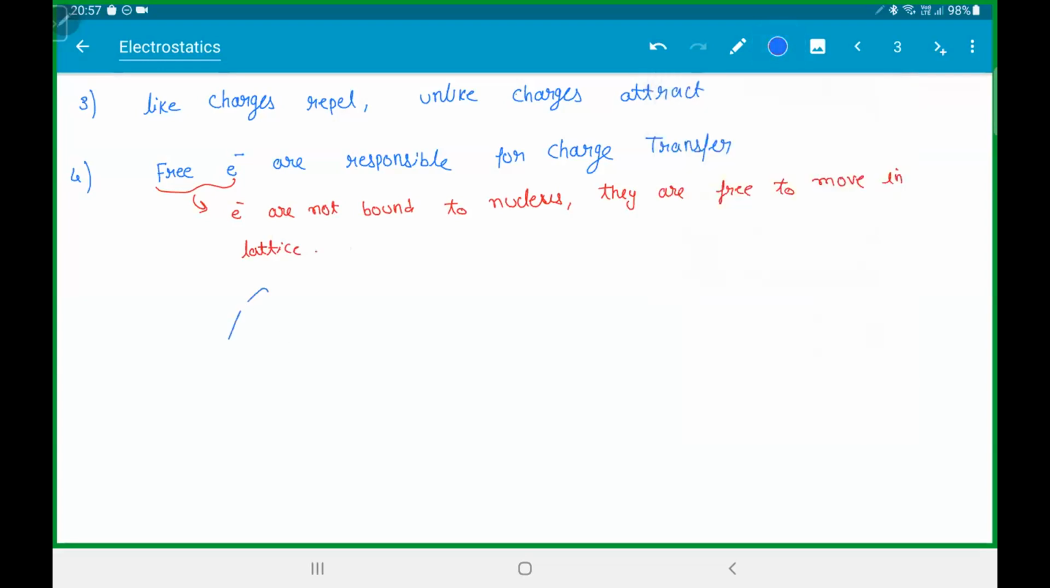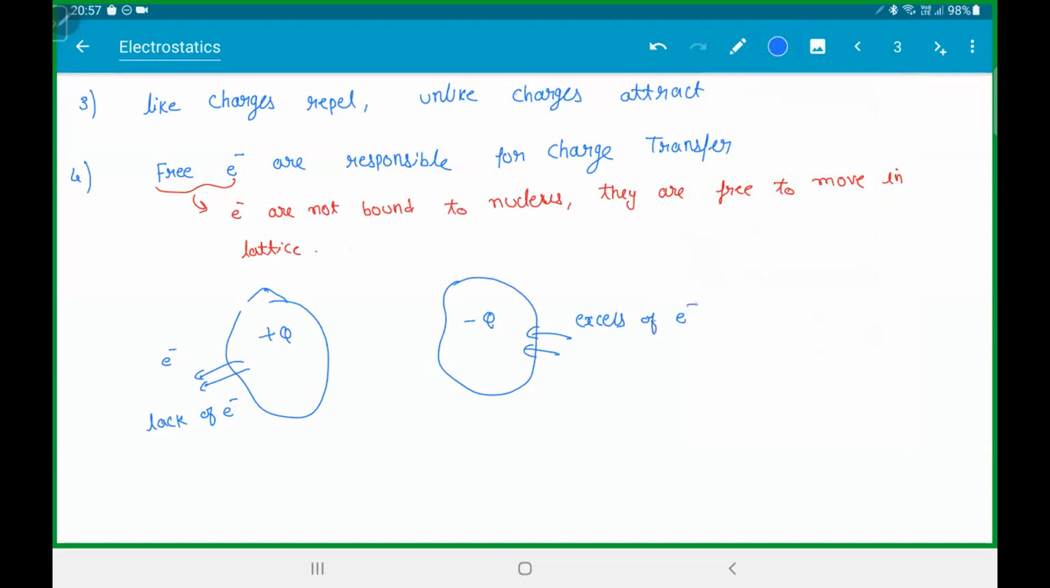So whenever you say a body has a positive charge, it doesn't mean it gained extra positive charge. Someone removed electrons. So lack of electrons, we call it a positive charge. When you say a body has a negative charge, it means it has excess electrons. So never think a positively charged body has extra protons. Getting it? Whenever you say a body is positively charged, it actually has a lack of electrons. It doesn't mean it has extra protons.